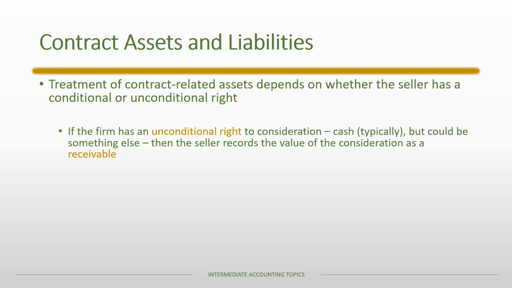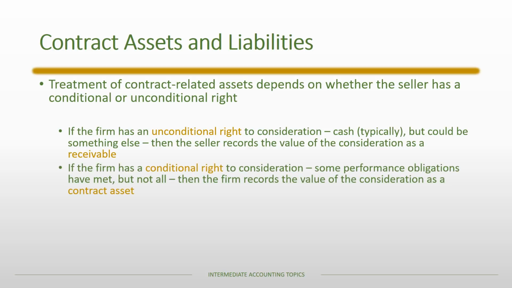If a firm has an unconditional right to consideration, and usually it's going to be cash, but it could be something else, then the seller would record a receivable. So an unconditional right to consideration means that the firm has a receivable. But if the firm has a conditional right, basically meaning that some performance obligations have been met, but not all of them, then the firm records the value of the consideration as a contract asset. So again, unconditional rights result in receivables. Conditional rights result in contract assets.